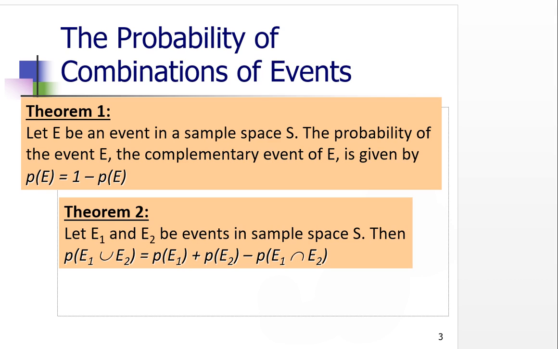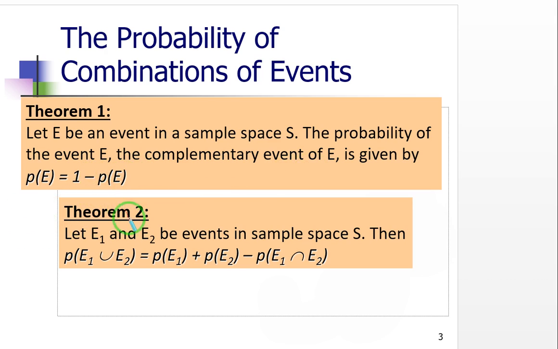So let's come to some theorems. Theorem number 1: let E be an event in a sample space. The probability of the complementary event of E is given by this formula: P of E complement is equal to 1 minus the probability of the event. If you know about a complement in your digital logic design, it's simple, just like the complement of a bit. So this is called the complement of event E, and it can be solved by this formula.